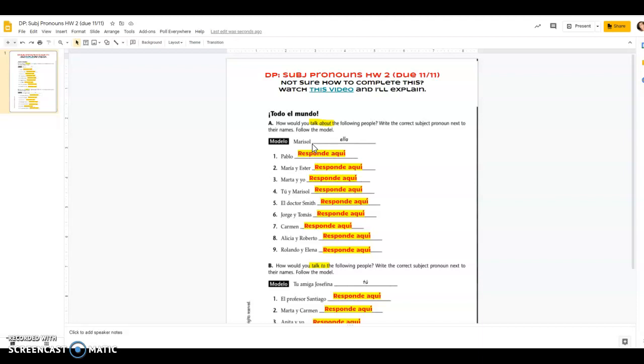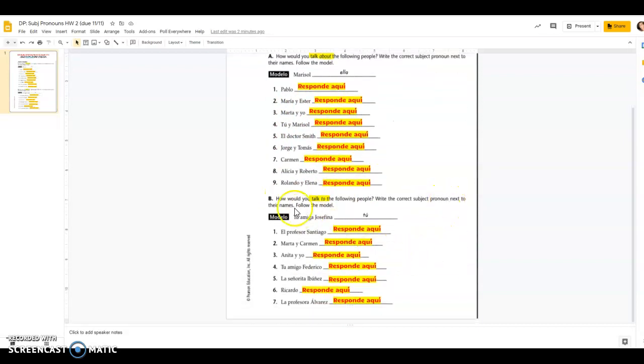So therefore, I would talk about Marisol. If she's standing out in the hall and I'm talking about her, then I would be, I just said it twice, her, she. So that is where I put ella. For this one, Pablo, you got to pretend like all of these people are standing outside and you're talking about them. So you're talking to your best friend saying, oh my God, do you see Pablo? He is whatever. Oh, Maria and Esther, they, girls, are whatever. So that's what you're going to do for these.